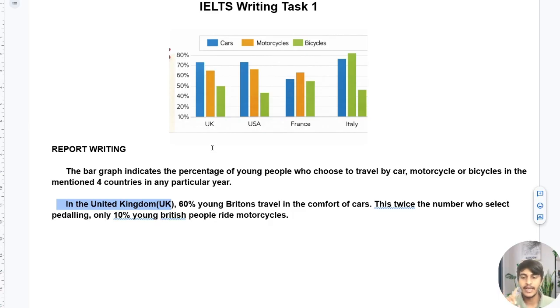And this is a correct strategy in Task 1: always start with the highest or most important number. We start with 60 because 60 is our highest number in the UK. This helps the examiner understand the trend quickly. The phrase "travel in comfort of car" does not give an opinion. It is just a descriptive phrase to explain car use. So this is twice the number who select paddling.